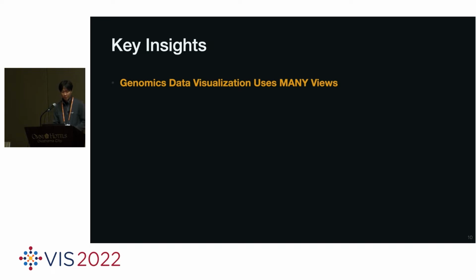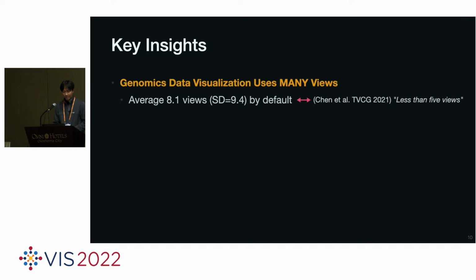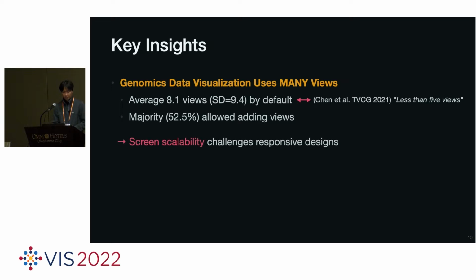First, genomics data visualization uses a large number of views at once. On average, 8.1 views are shown when a user opens a tool for the first time. And this number is larger than a survey result outside genomics, where the authors found that most of the multi-view visualizations showed less than 5 views at once. Furthermore, the majority of the tools allowed adding an unlimited number of views, which means in theory, genomics users use many views at once. This increases the difficulty of designing usable responsive visualization due to screen scalability.